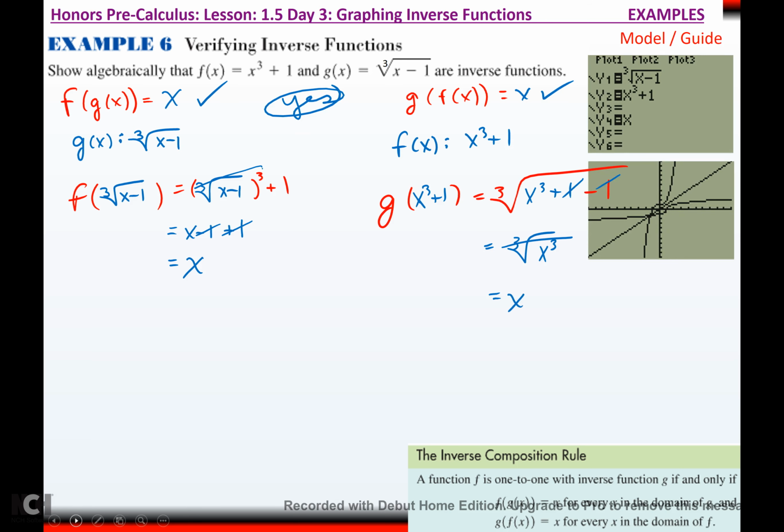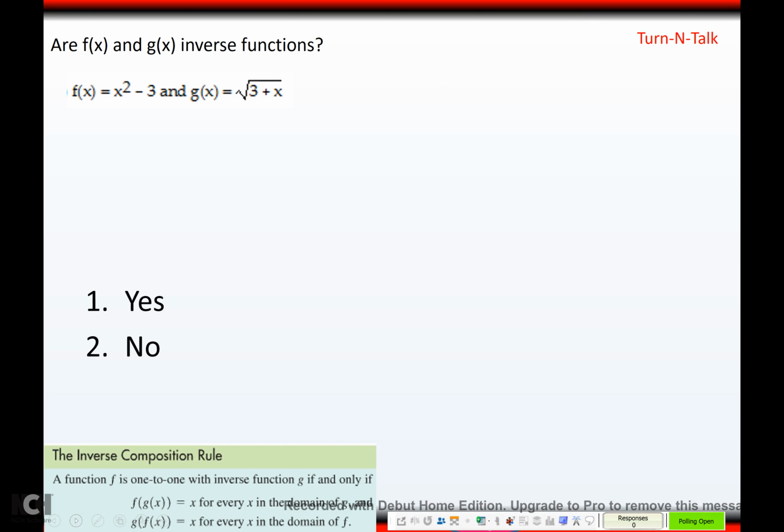And you can tell by the graph, there's my first cube, second cube, mother right in the middle. Alright, so you decide if these are inverses or not. Hit pause, come back when you're ready. And hopefully you got yes.